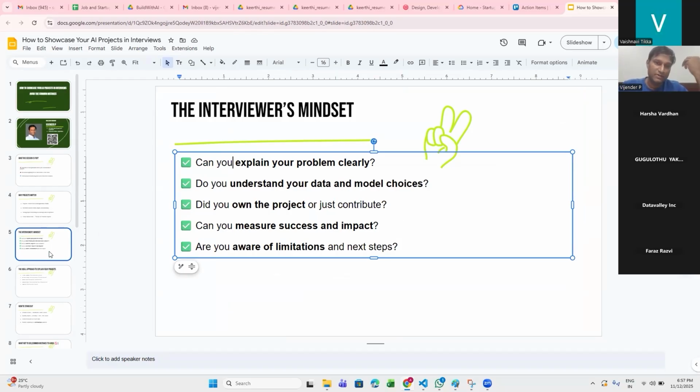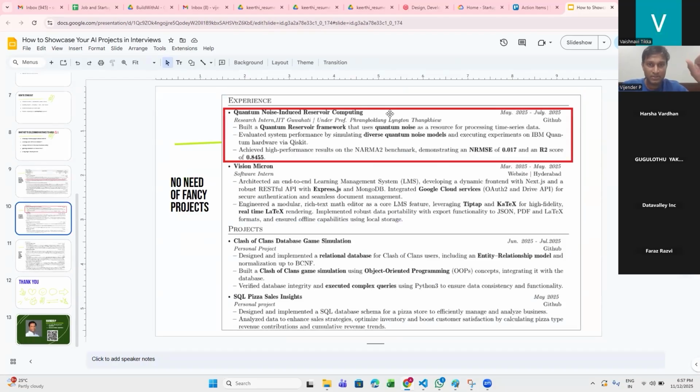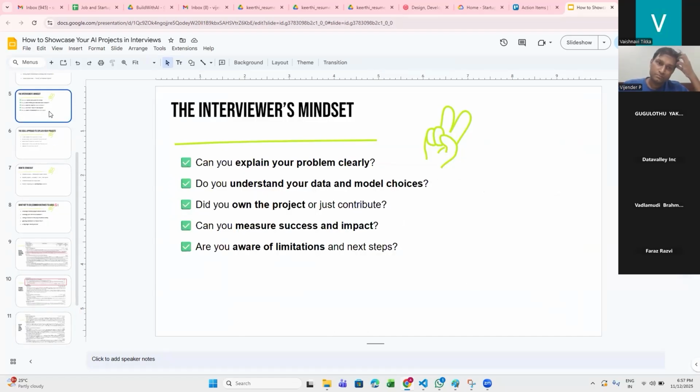Because if it's on your resume, there's a 99% chance it will be asked, especially if it's at the top. In this candidate's resume, it's at the top. The first experience is the data science project, and the second one is not a data science project. So 99% it will be asked. If it is asked and you're not able to explain it, then there's no point. It's a missed opportunity. So make sure you know exactly what the problem is that you're solving.